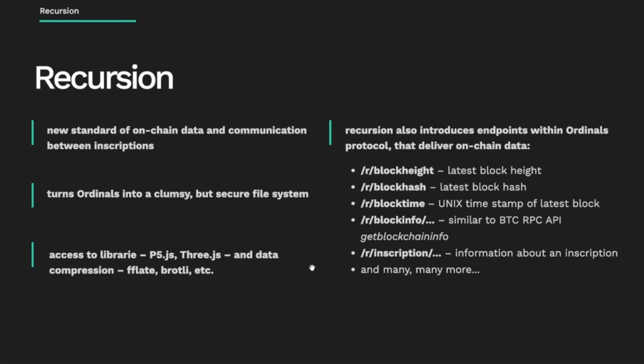But also, recursion introduces endpoints within the Ordinals protocol that deliver on-chain data. And what's so special about it? Because we have access to data like latest block height, latest block hash, unique stamp of latest block info, which is similar to Bitcoin RPC API. We have information about the inscription itself and many, many more.